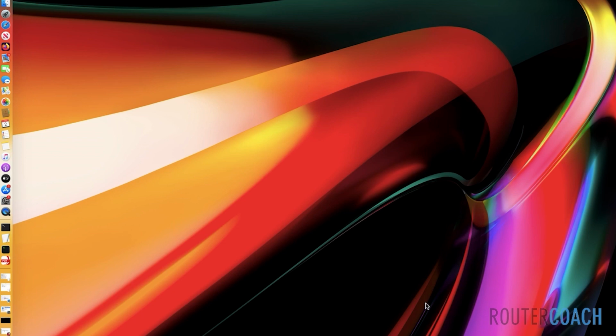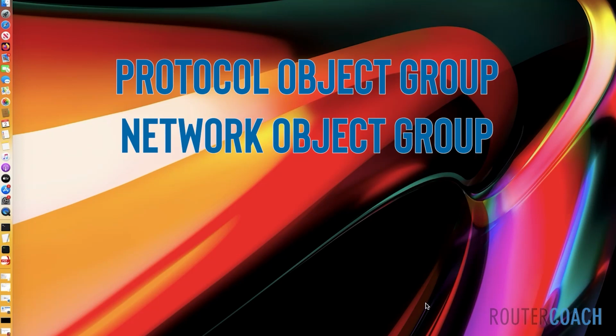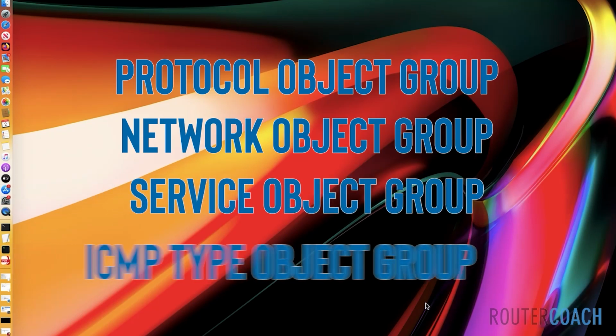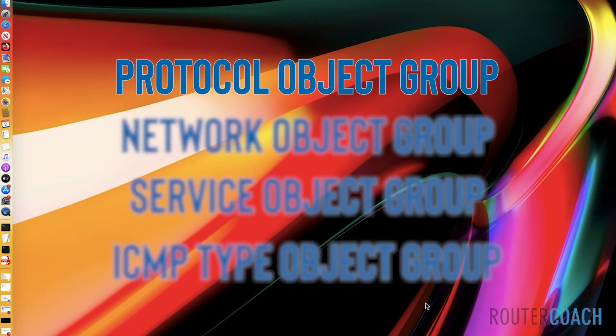Now, when I think of object groups, I think of 4 different configuration items that we would be using. You could have a protocol object group, a network object group, a service object group, and an ICMP type object group. And I'm going to go through those. So when I think of a protocol object group, we're thinking of layer 3 IP protocols, which can include TCP, UDP, but I'm really thinking of GRE or EIGRP or OSPF when I'm thinking protocol.